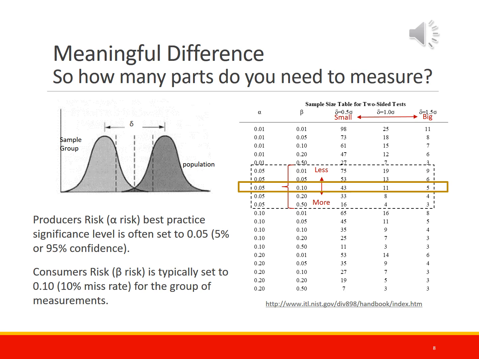So it's interesting to note that as we become more concerned about producer's risk, we need to increase the number of samples we wish to measure. If we want a really great confidence, like a 99% confidence, you can see that as you go up, more and more confidence requires more and more parts to measure. That makes intuitive sense, right?